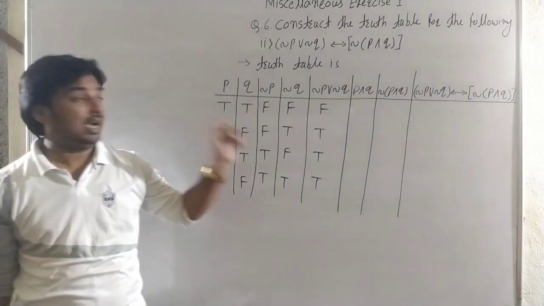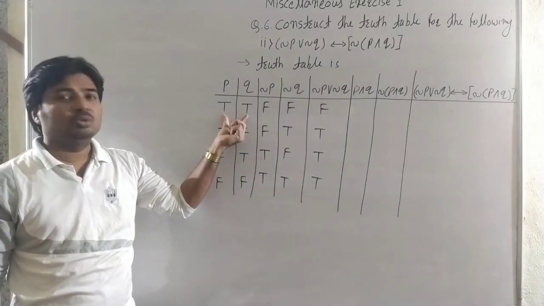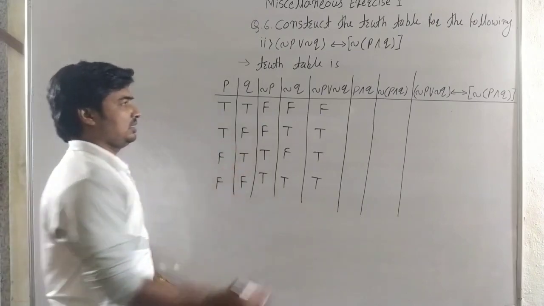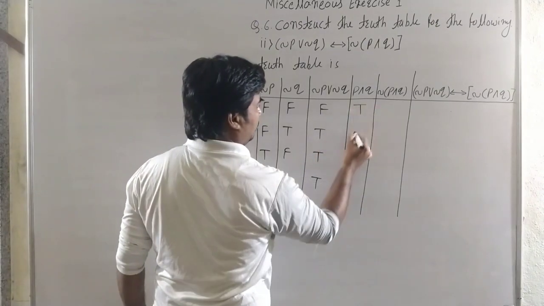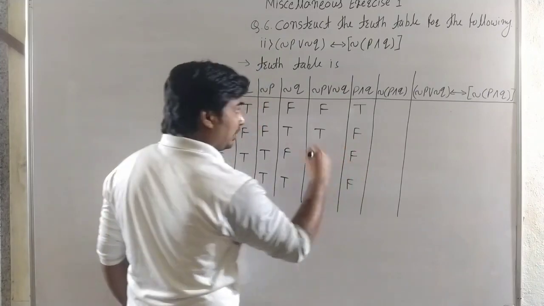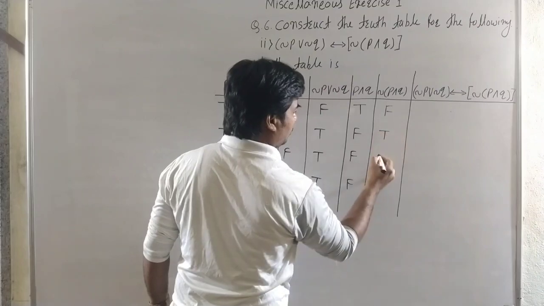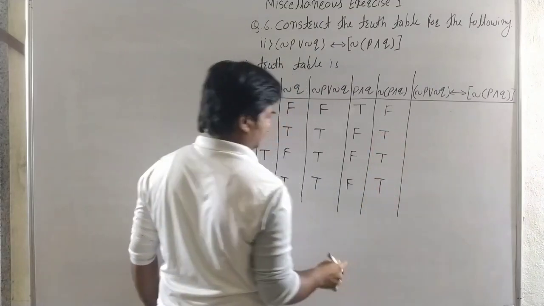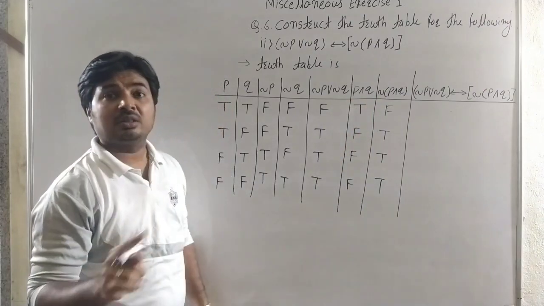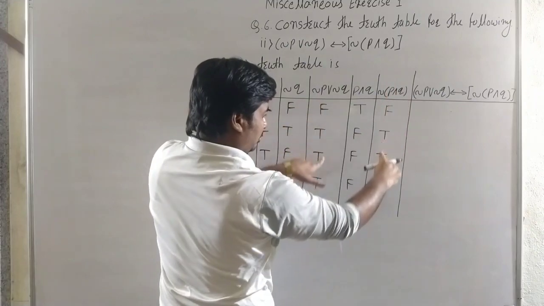First find the P and Q. In the case of and, if both are true, then the truth value is true. It is true, false, false, and false. Now negation of that statement is false, true, true, and true. Now we want to find the double implication of these two statements.